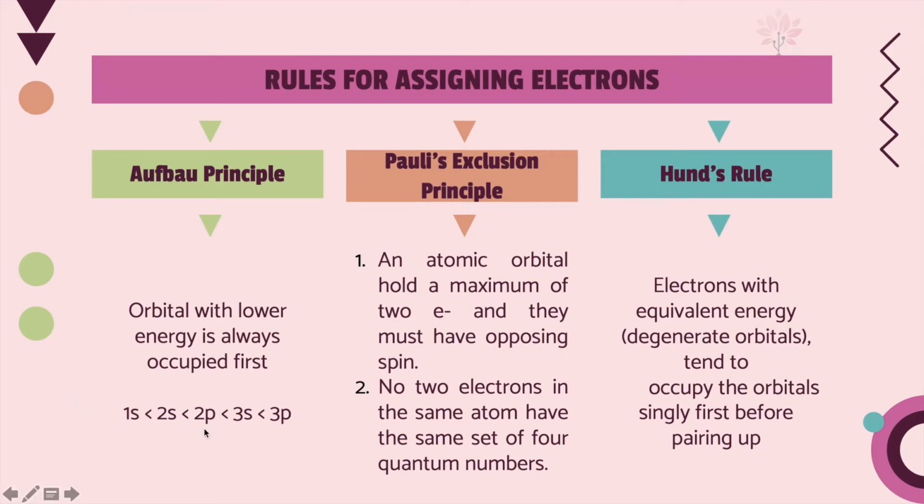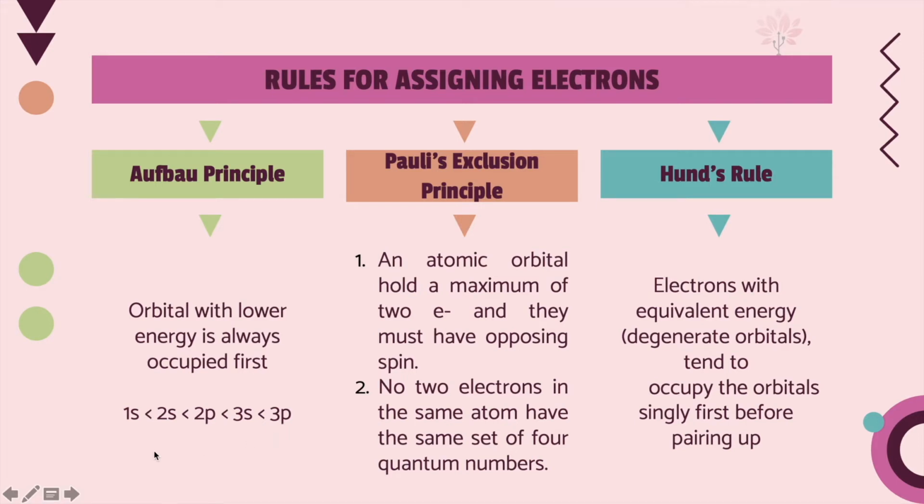It has to follow this order. 1s has lower energy than 2s, obviously because the number of n is smaller. But when we have the same number of n, 2s orbital is lower energy than 2p orbital. 2p orbital has lower energy than 3s. 3s orbital has lower energy than 3p orbital.